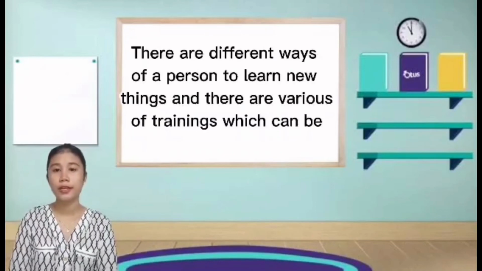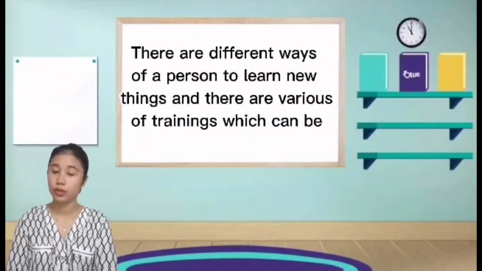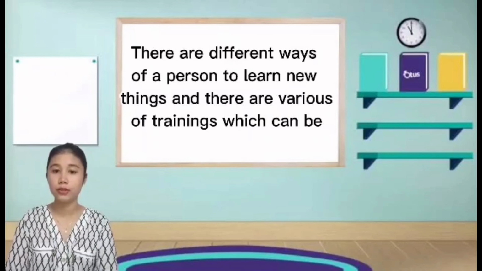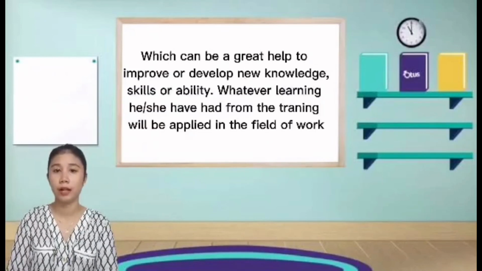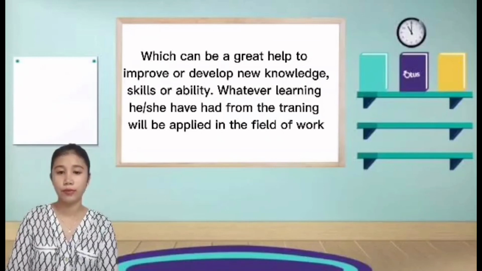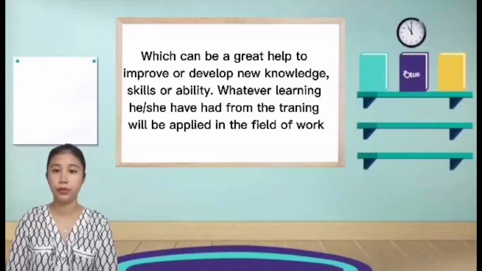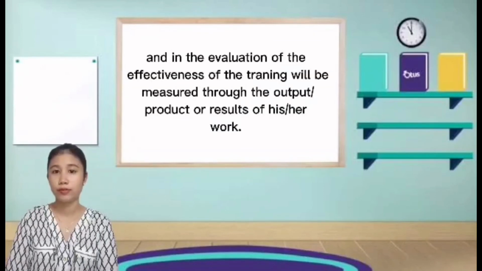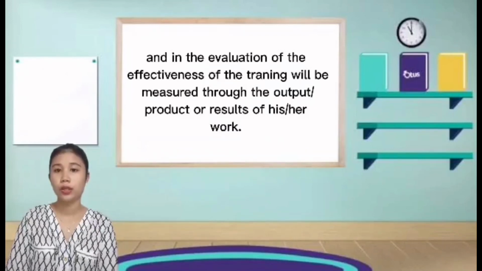And so, there are different ways for a person to learn new things, and there are various trainings which can be a great help to improve or develop new knowledge, skills, or ability. Whatever learning he or she has had from the training will be applied in the field of work, and the effectiveness of the training will be measured through the output, product, or result of his or her work.